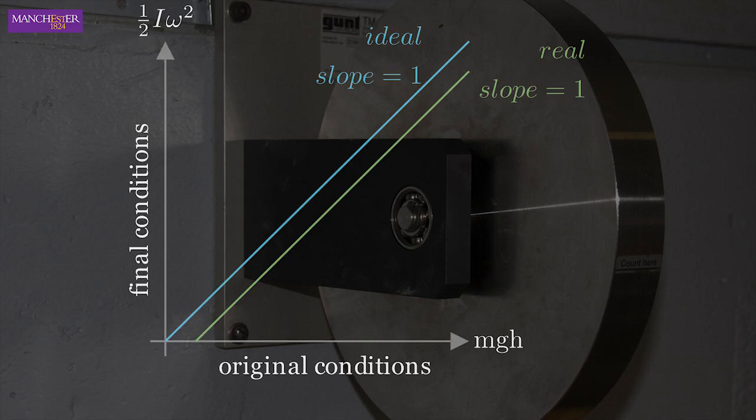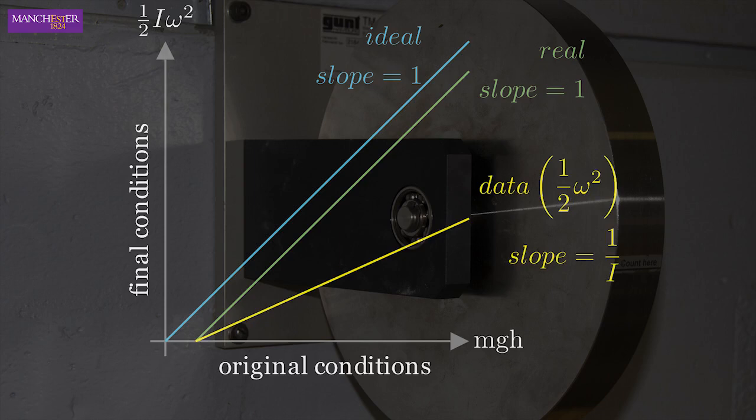We can't calculate half I omega squared because we don't know I, but we can get omega from the final drop speed, and we can get the final drop speed from the drop time and the drop height. So let's plot half omega squared against mgh. This is obviously half I omega squared divided by I, so its slope is going to be 1 over I. Easy. Here's your data, and apart from one dodgy looking point near the top, it's not bad. Your job is to calculate the slope and the x-intercept.